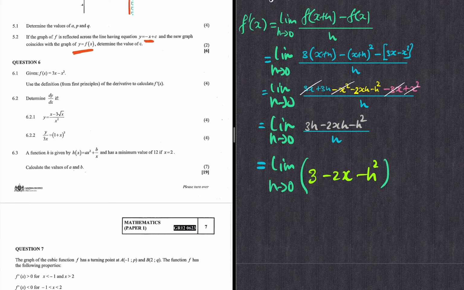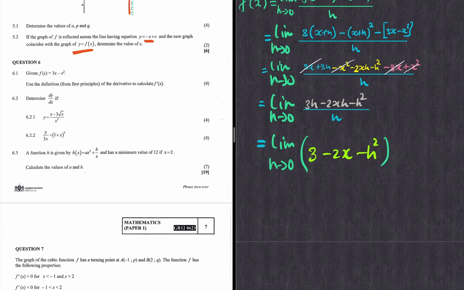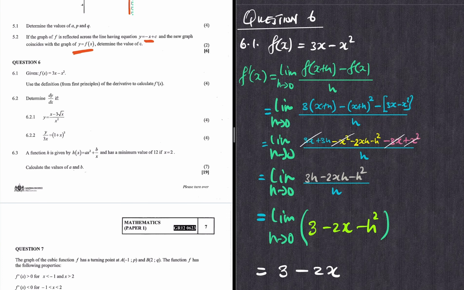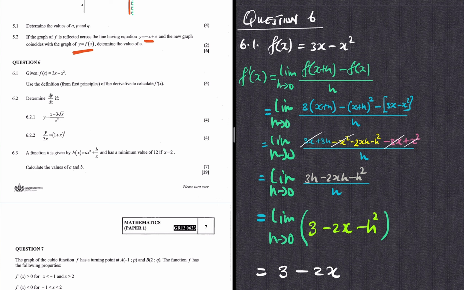Hey, I'm really sorry for forgetting this limit here as h tends to 0. You don't drop it, okay? This is the time where you drop it. You substitute h here in the expression. So that is going to give you 3 minus 2x. Okay, that is the derivative of that from the first principle.